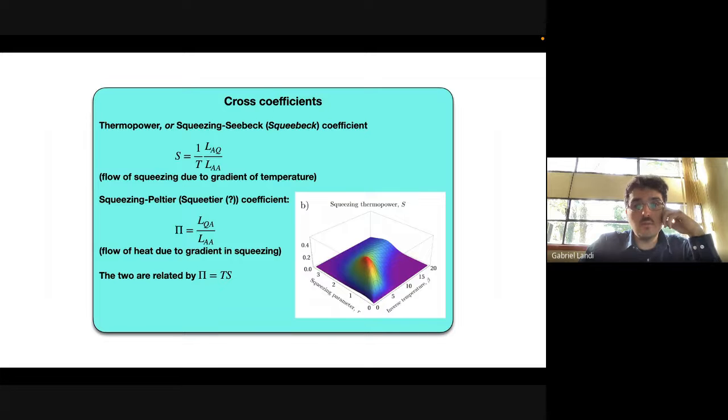And this final plot for this example is just illustrating the Seebeck coefficient, or what's also called the thermal power, and the Peltier coefficient, and also how this is a plot of the thermal power.